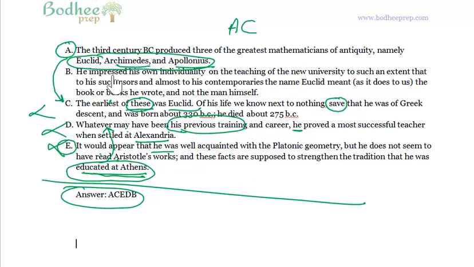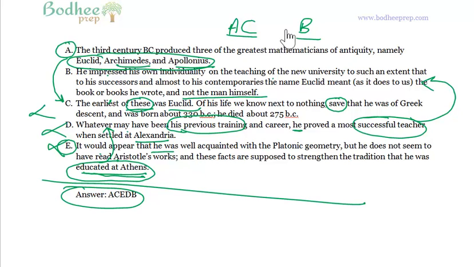He says here he impressed his own individuality on the teaching of the new university to such an extent that to his successors and almost to his contemporaries, the name Euclid meant the book he wrote and not the man himself. So it says here, whatever may have been his previous training and career, he proved a most successful teacher when he settled in Alexandria. And this success as a teacher is pointed to in option B. So you get a feeling that B is definitely going to end the paragraph. So you have A, C, and B placed here properly.